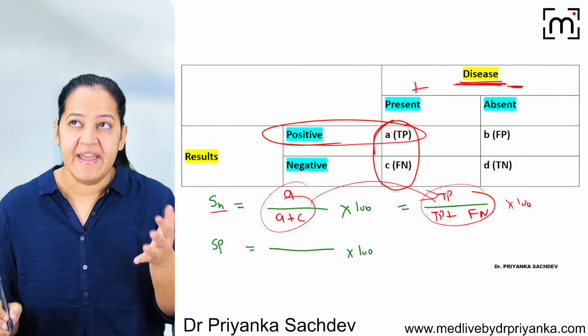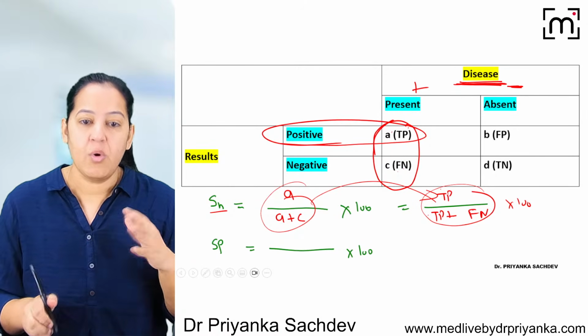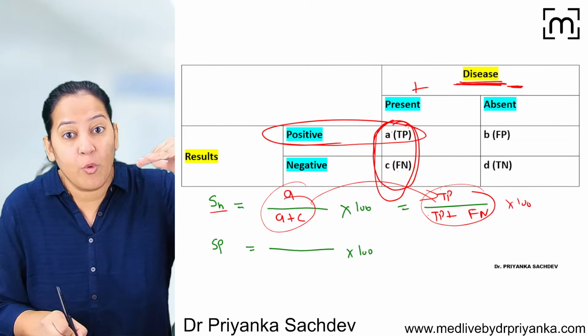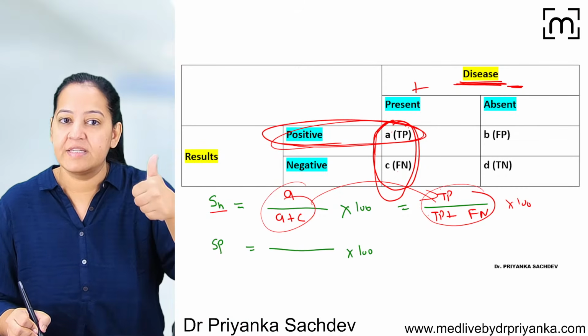And if you want to define it, it is the ability of a screening test to detect true positivity. So how many of them have disease? Say, ma'am, A plus C have the disease. But the test is detecting only in A, not in C. So A upon A plus C. Say yes if you got it. This is the definition of sensitivity.